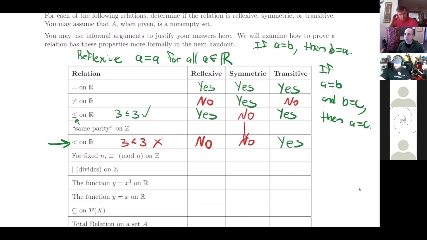And that would still be transitive. Yeah, so it is true if A is less than B and B is less than C, then A is less than C. So the transitive part holds, but the symmetric part is definitely not right. Thanks.